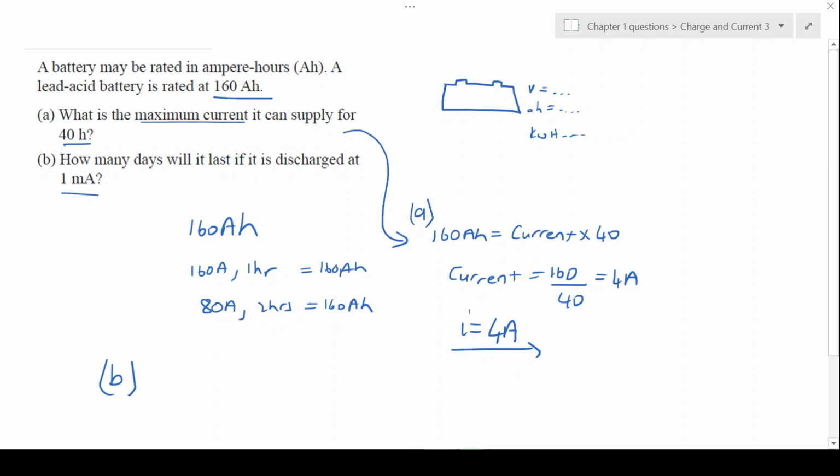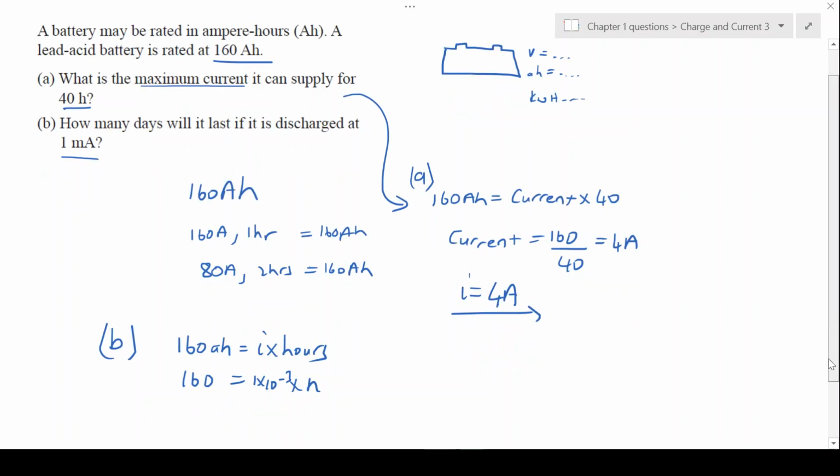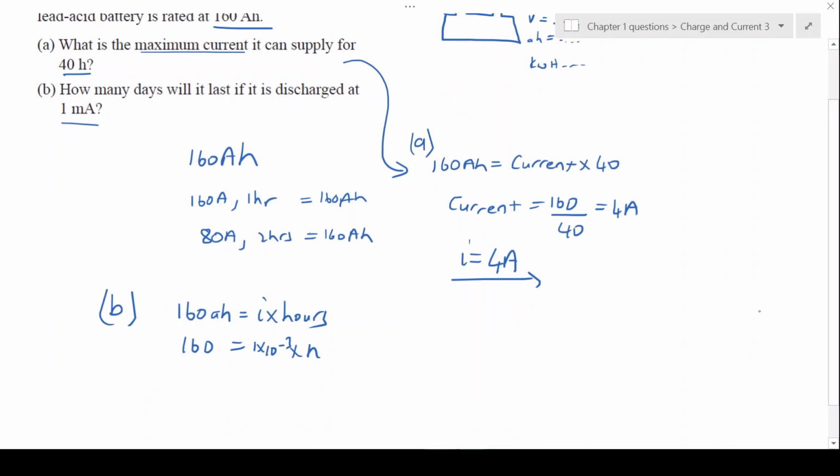And the second part reads, how many days will it last if it's discharged at 1 milliamp? Again, we can use the same equation, which is 160 amp hours equals the current multiplied by the hours. We're saying it's discharging at 1 milliamp, 1 times 10 to the negative 3, multiplied by the number of hours. So if I divide 160 by 1 milliamp, I get the total number of hours.